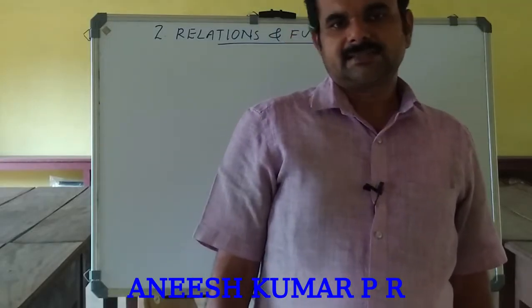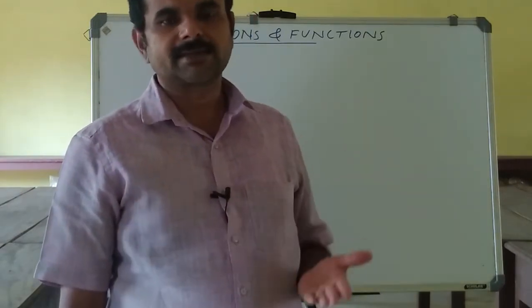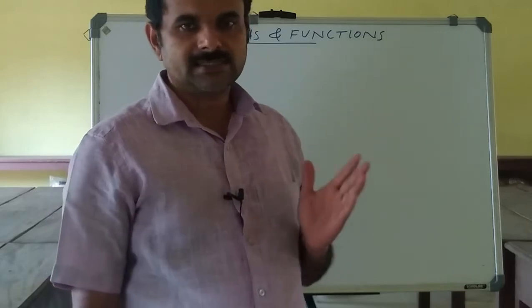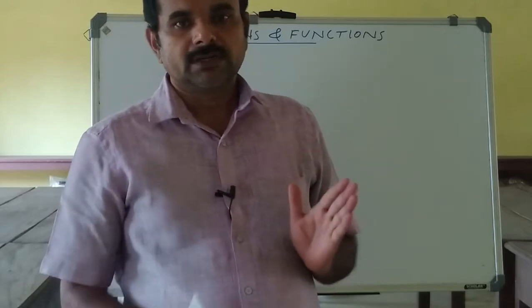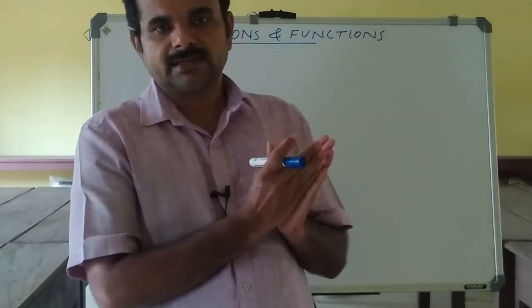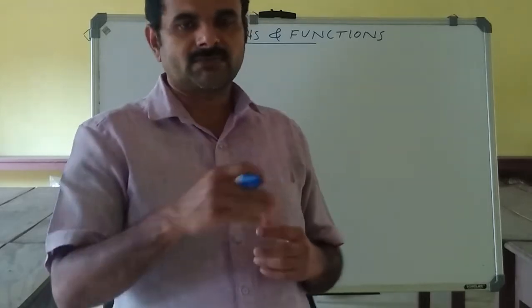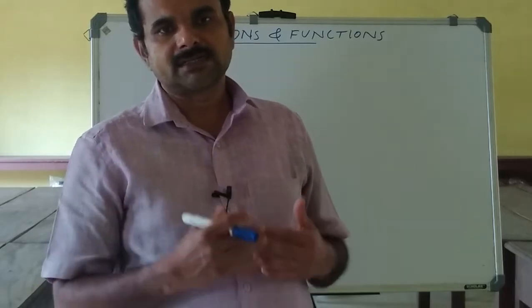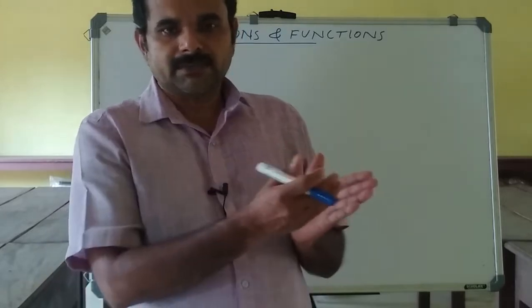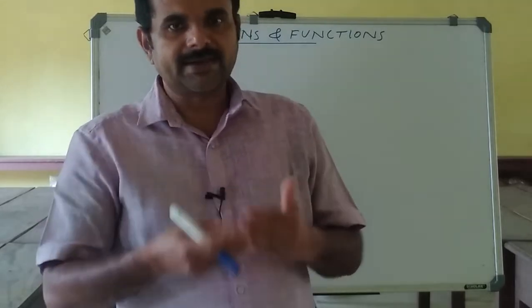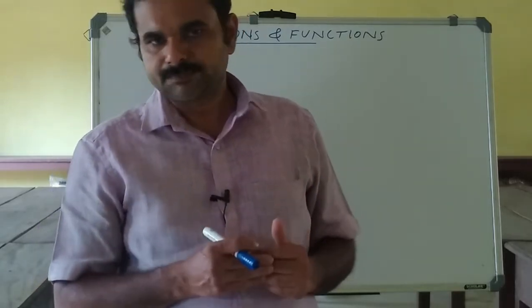Let us start our second chapter, relations and functions. In the first chapter, we were discussing sets. Actually, this chapter is a continuation of the first chapter. In the first chapter, we had seen different types of sets and distribution of elements of sets, power set, superset, subset, etc. Isn't it? So the same terms we are discussing once again.